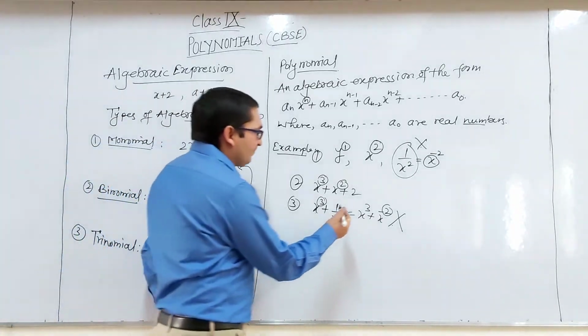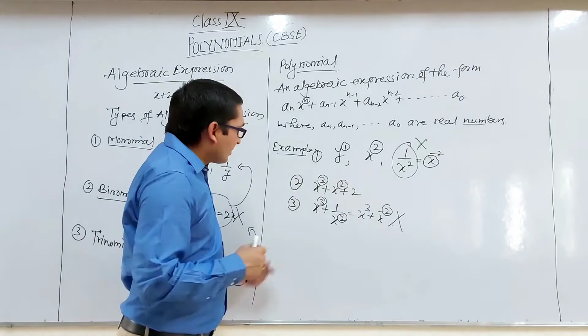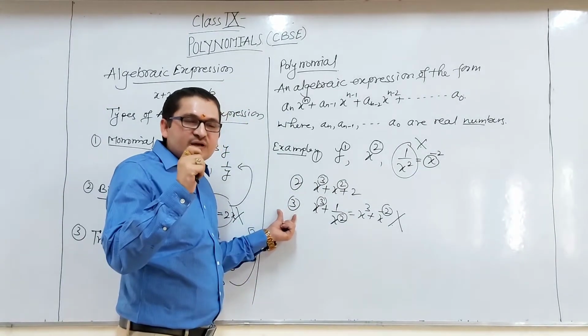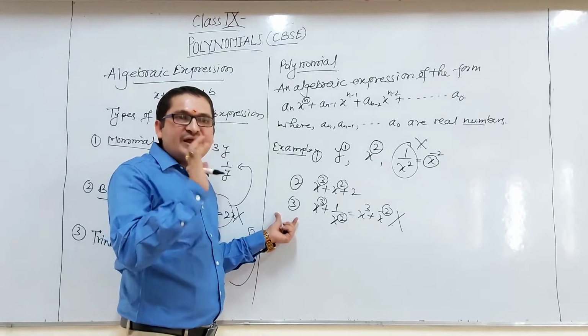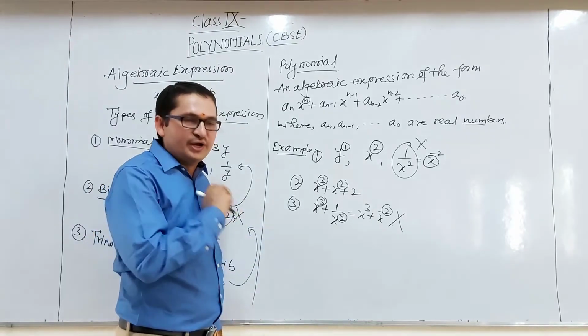So this is what you have. Again, I am repeating: you have to check the power of the variable. If the power of the variable is a positive integer, the given algebraic expression will be a polynomial.